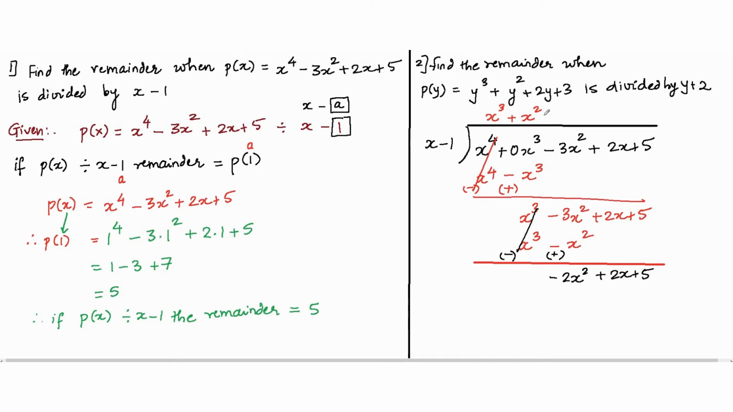Now x into minus 2x will give me minus 2x square. So on multiplication, x into minus 2x becomes minus 2x square and minus 1 into minus 2x becomes plus 2x. So again let us subtract now. When I subtract, the signs of the second row will again change. So I have positive and I have negative here. So this cancels and the remainder that I get is 5.